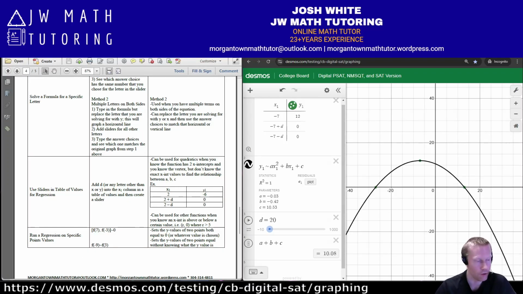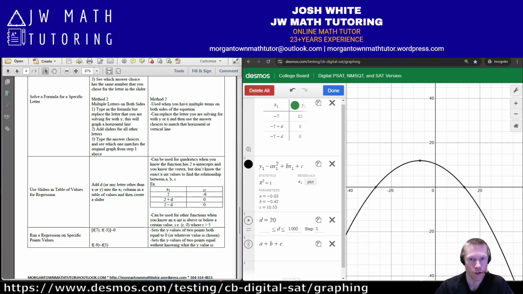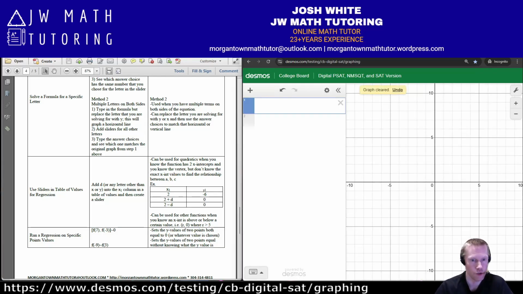All right, so going back to the worksheet, just the last thing now at the bottom of the first page of the advanced operations is running regressions on specific point values. So you can also do regressions in the two ways that you see listed here on the screen.